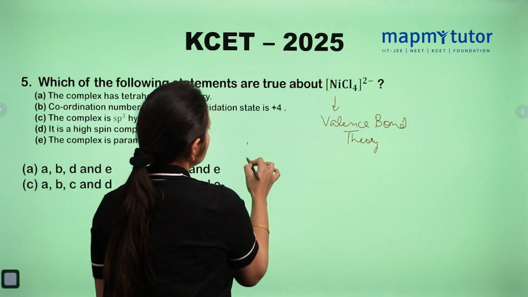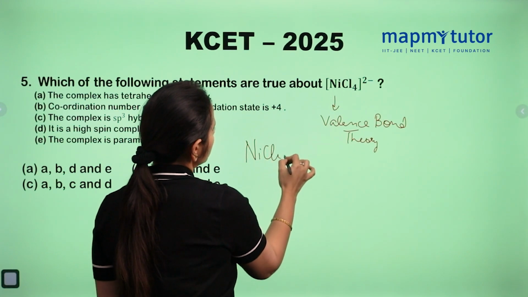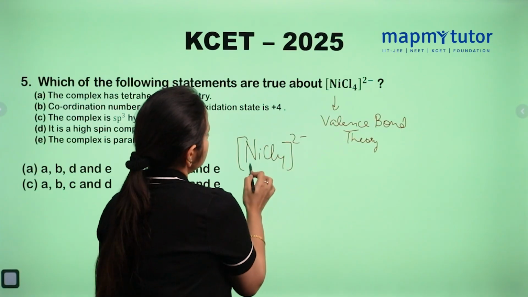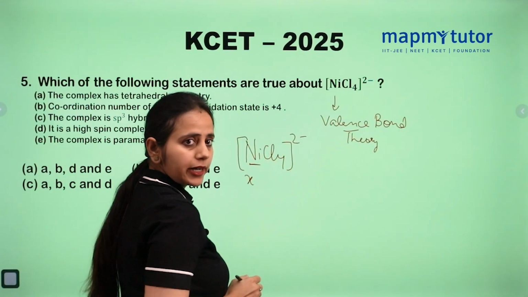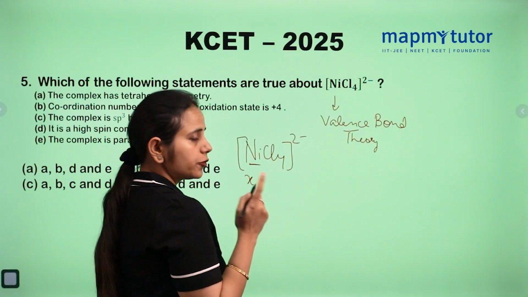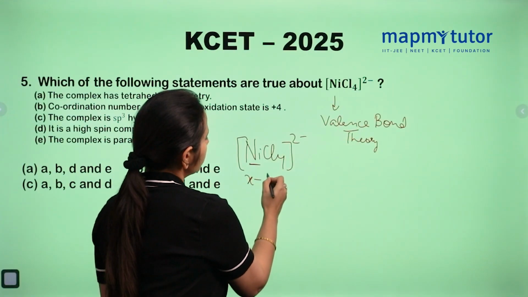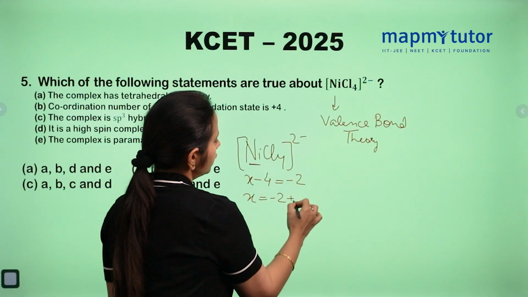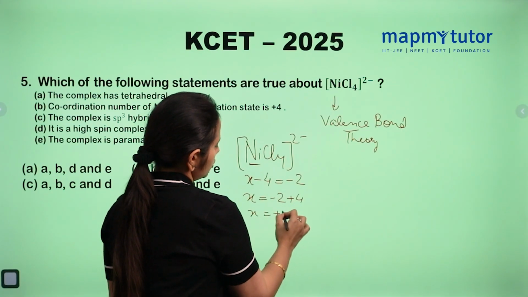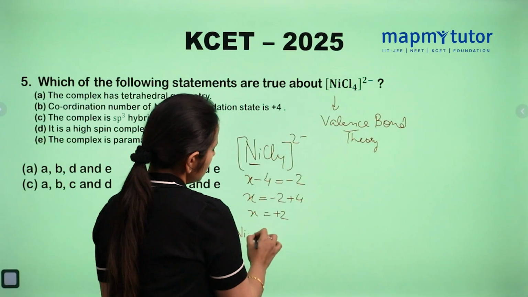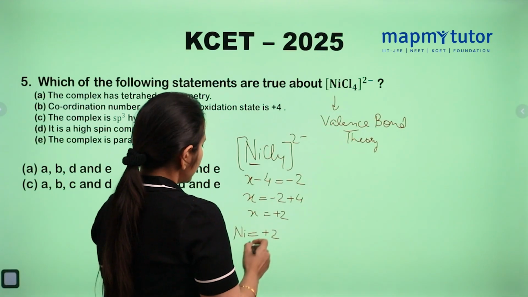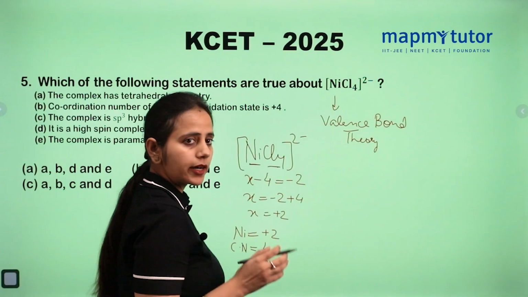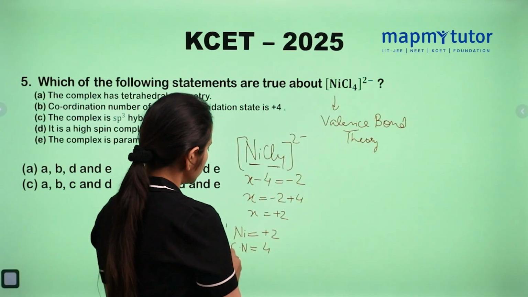Let's find out. NiCl4 negative. Let's start with the oxidation state. If we consider nickel as X, for chloride ion the oxidation state is -1 for one chloride. There are 4 chlorides, so we take -4. X - 4 = -1, actually the charge of the complex is -2, so X is equal to -2 plus 4, and X is equal to +2. So nickel oxidation state is +2. And the coordination number in this complex is 4. Why? Because 4 chloride ions are linked to the metal atom. So our coordination number is 4.